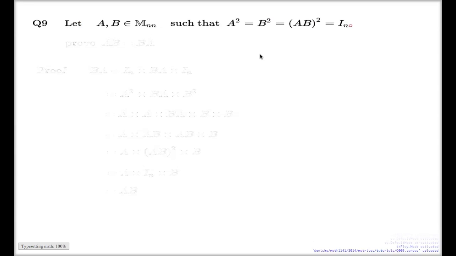Question 9 says this. Imagine we have two square matrices, with a condition: if you square one, if you square two, and if you square the product of the two, it will be identity all the time.